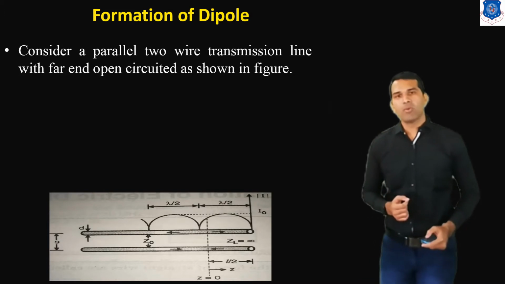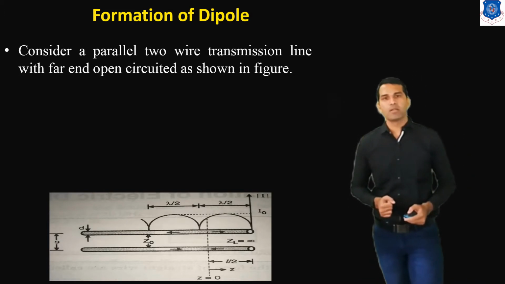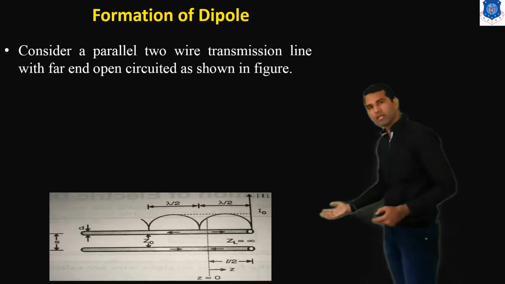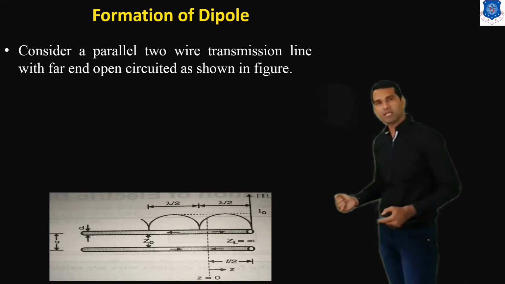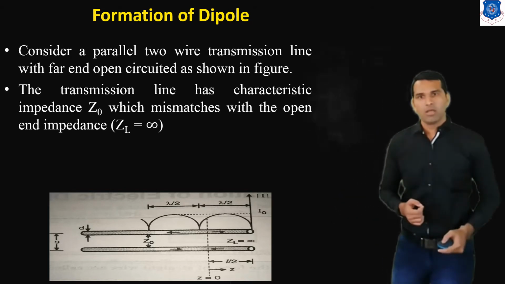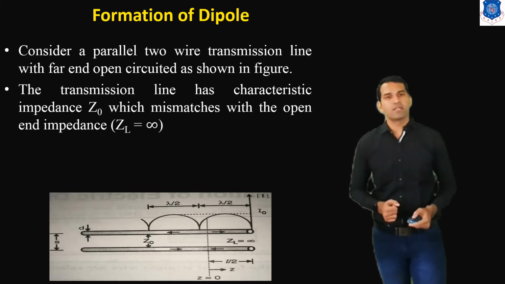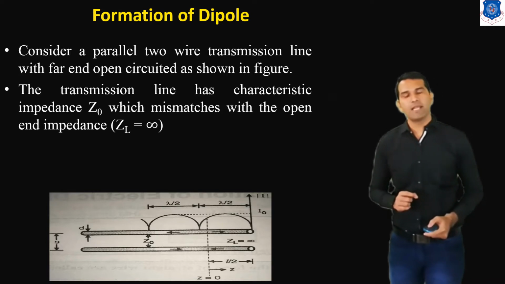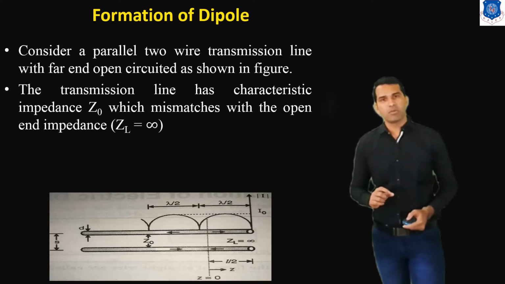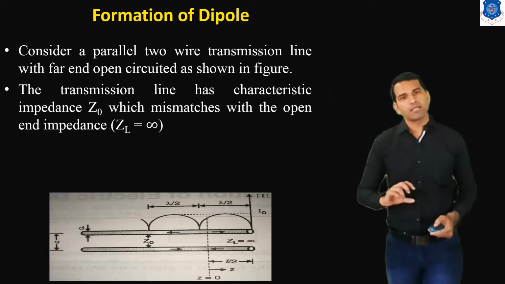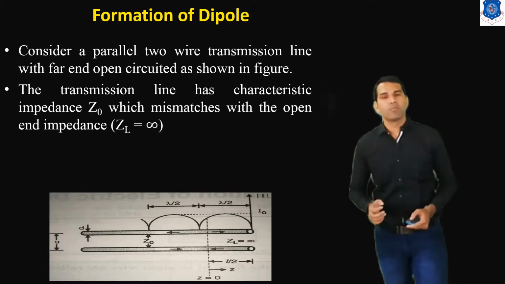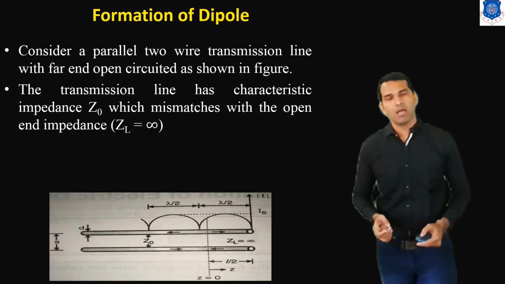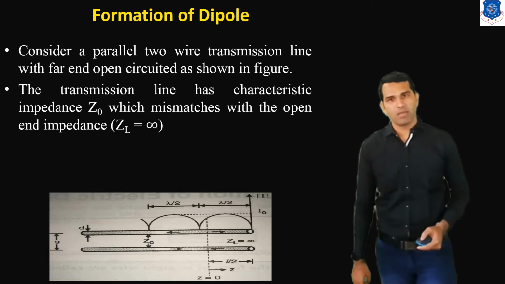Consider a parallel two-wire transmission line with a far end open circuit as shown in the figure. Here this is a two-wire transmission line, and one end is terminated and the second end is open. The transmission line has the characteristic impedance Z0, which mismatches with the open end impedance, that means ZL is equal to infinite. One portion of the transmission line is the open end, so it is a mismatch with the characteristic impedance of this transmission line.